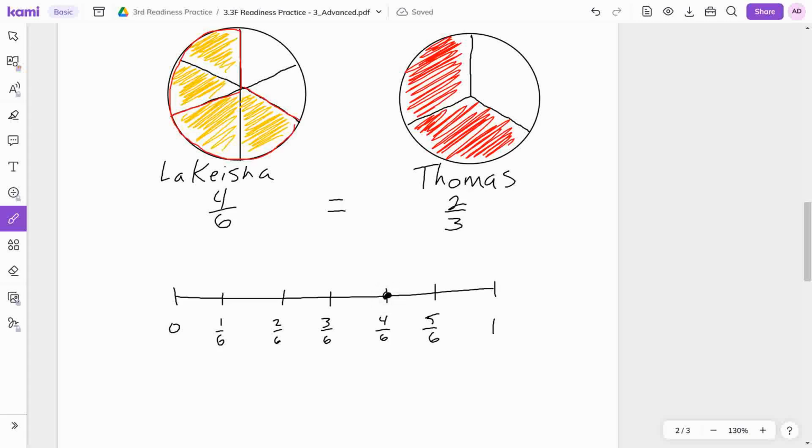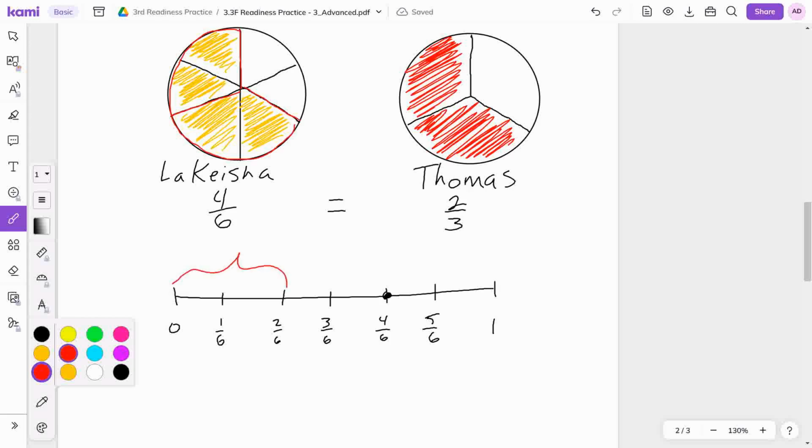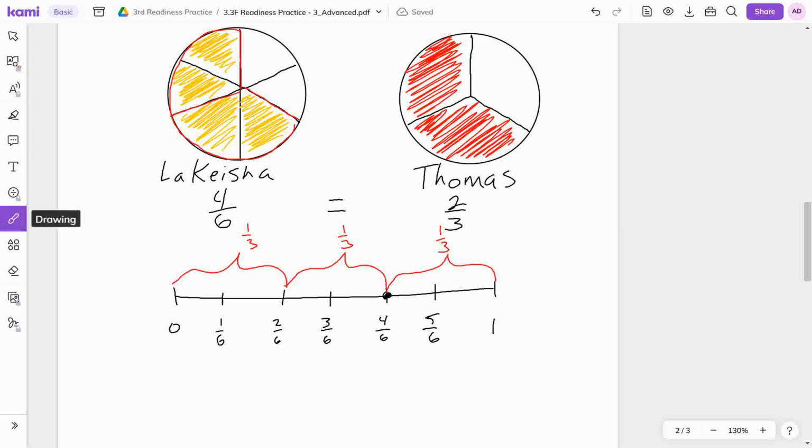Now, how do I show that that is equivalent to my 2/3? Remember, I can group 2 of these. So I can say these 2 together are going to be 1/3. These 2 together are going to be 1/3. As long as they're equal sizes, you can group them like that. And so you notice that I've got 2/3 right there up at the 4/6. So that is the correct answer, though your models may vary.